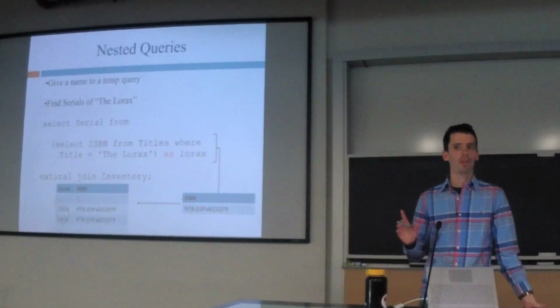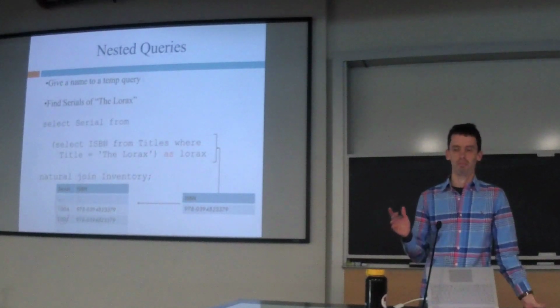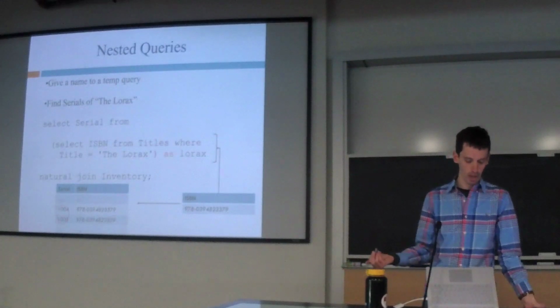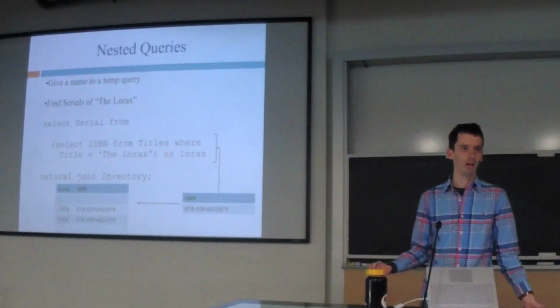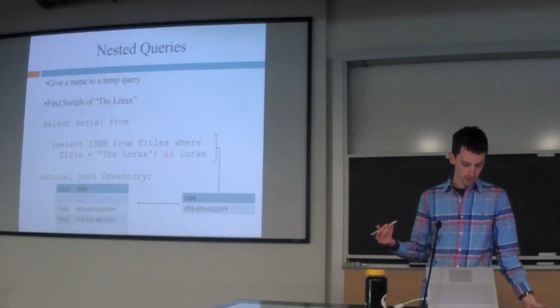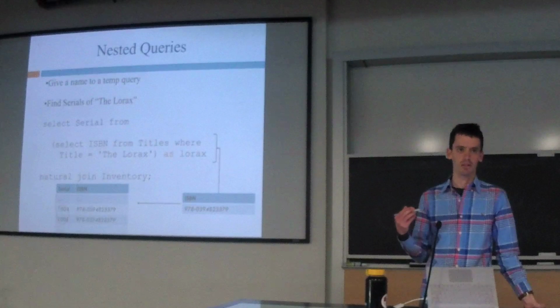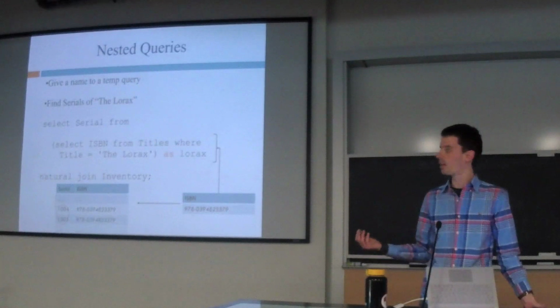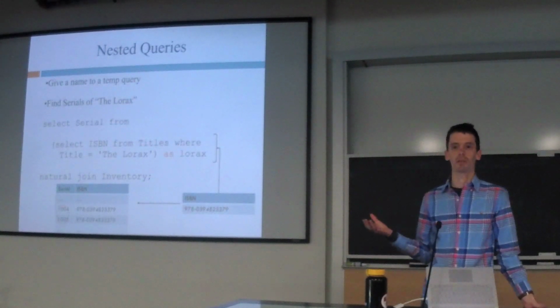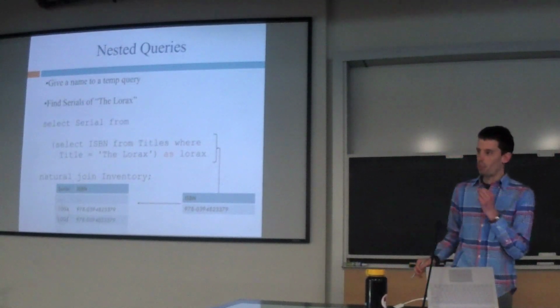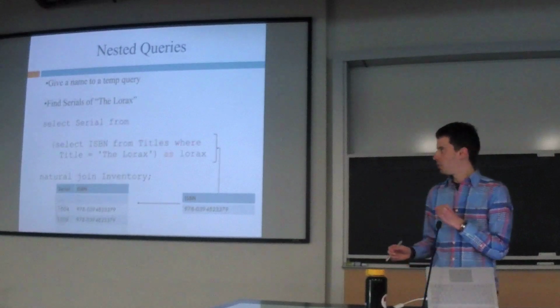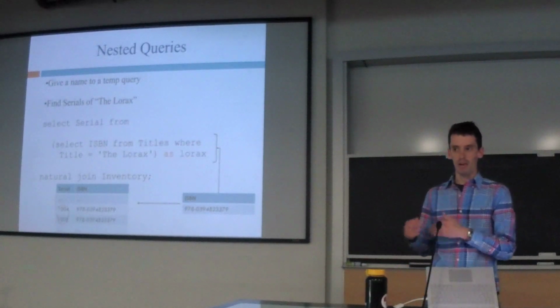Now you're probably thinking there's a more straightforward way to write this. You could just do select serial from titles natural join inventory where title equals the Lorax. This is just showing how we can put temporary queries into a name, and this will become useful where you won't really be able to see a way to do it without this rename.